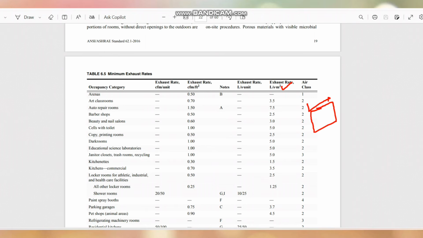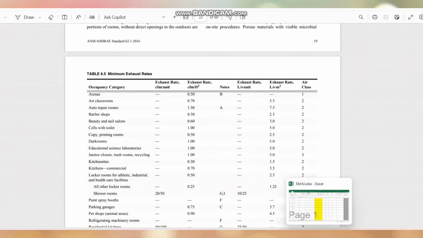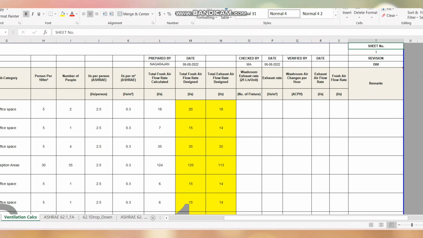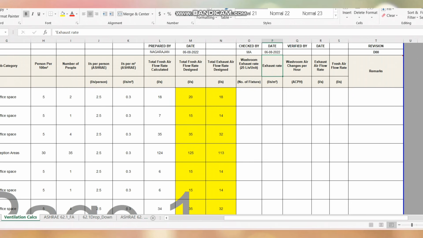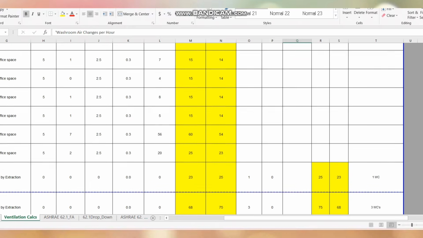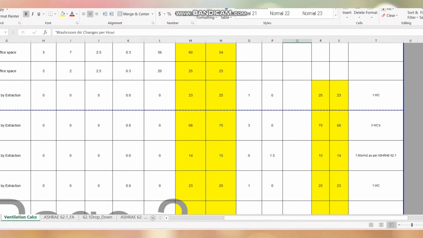That is the reason in this Excel file we have added both pieces of information. Suppose in your project you have only water closets, you consider the number of water closets, and in the exhaust rate, if you have locker rooms and those types of rooms, the flow rate per meter square. So you have both options, you can enter here. And additionally, if your project has an air change per hour value, then you can directly provide the air change per hour value. Now going down, we have only one water closet in our project, so I have entered only one water closet, and the value will come automatically, 25 liter per second. So 25 liter per second is for the exhaust.